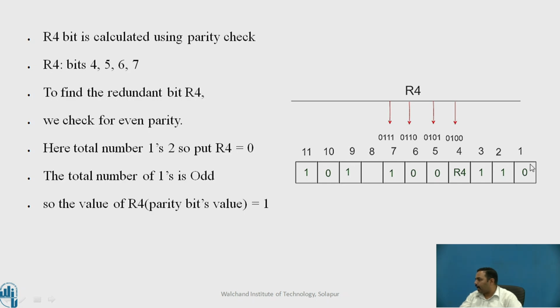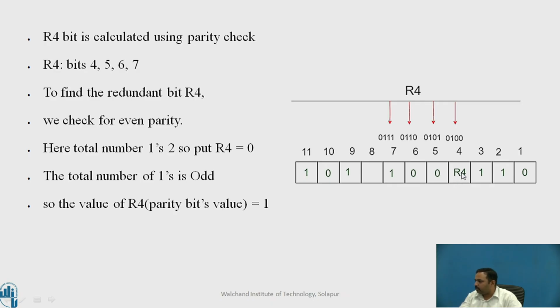Initially we calculated R1, that was even parity, bit 0. Next we calculated R2, that was odd parity, so that's why we have added 1. Now for R4, the number of ones in the least position are 2 times, which is nothing but even. So put R4 is equal to 0.